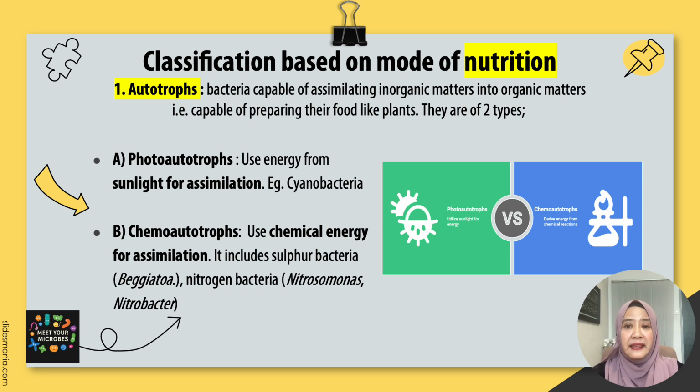Autotrophs are bacteria capable of assimilating inorganic matter into organic matter, which essentially means that this particular organism can make their own food. There are two types of autotrophs, which are photoautotroph and chemoautotroph. So what's the difference? Photoautotrophs are bacteria that use energy from sunlight for assimilation purposes, examples of which are cyanobacteria. In contrast, chemoautotrophs use chemical energy, not sunlight, but energy from chemicals for assimilation, and these include sulfur bacteria and nitrogen bacteria.